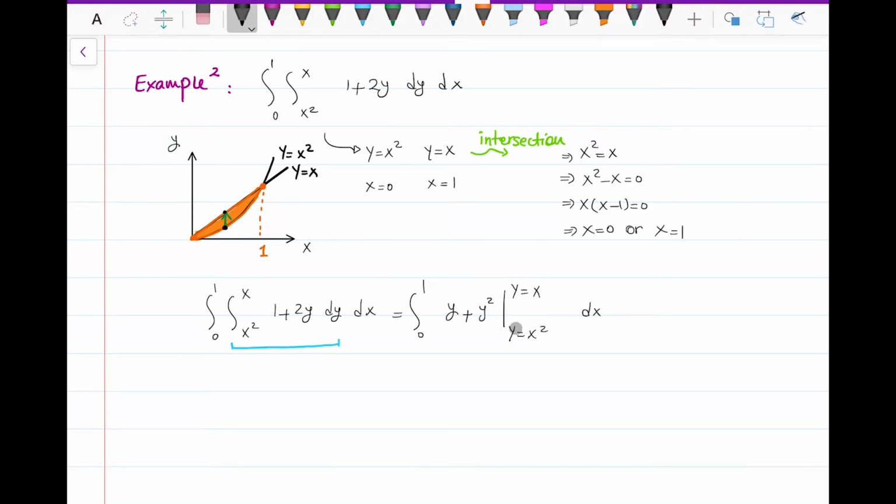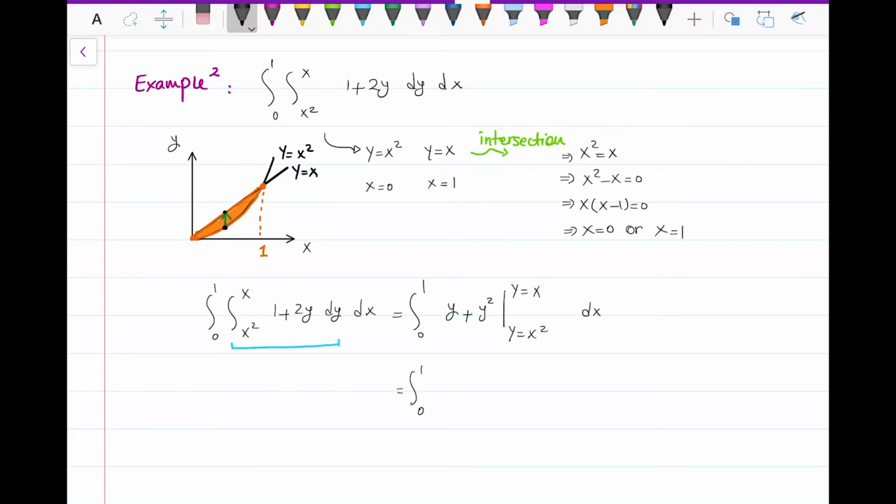Always write the bounds like this, y equals something to y equals something, when you're calculating a double integral or triple integral, because otherwise it would be a little confusing. So I'm going to replace any y with x, minus, replace any y with x squared.